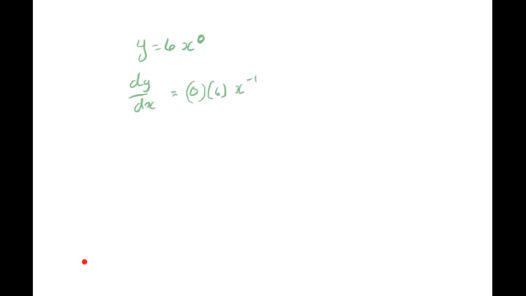However, 0 times 6 is 0. 0 times x is 0. 0 times x to the minus 1 is 0, i.e. any constant, dy by dx is equal to 0. So when you differentiate, any constants in the function just disappear.